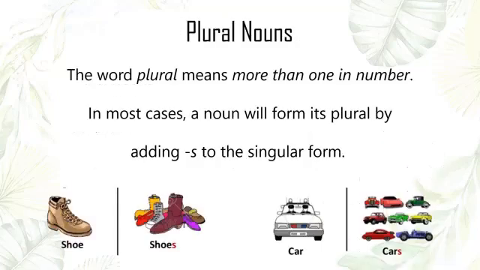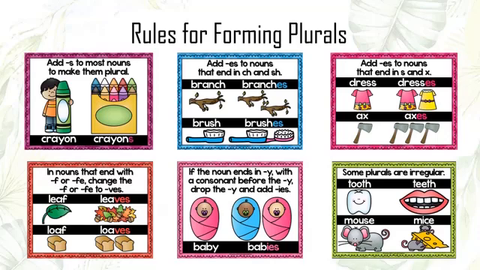The first thing we're going to look at today are plural nouns. The word plural means more than one in number. In most cases, a noun will form its plural by adding s at the end of the word. So, for example, shoe becomes shoes, car becomes cars. We have a number of rules for forming plurals. So the basic one is to add an s, and that works for most nouns.